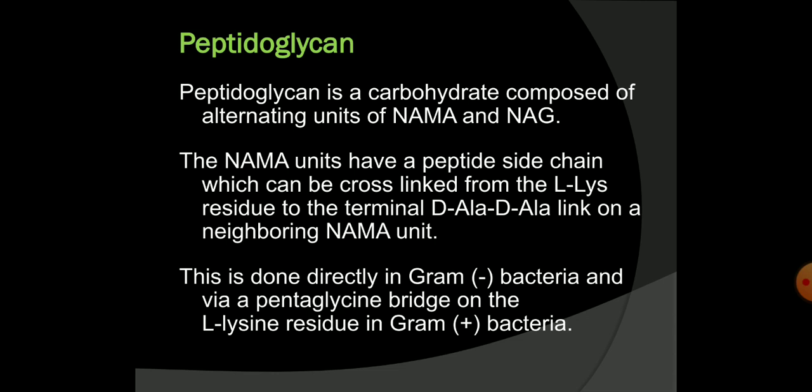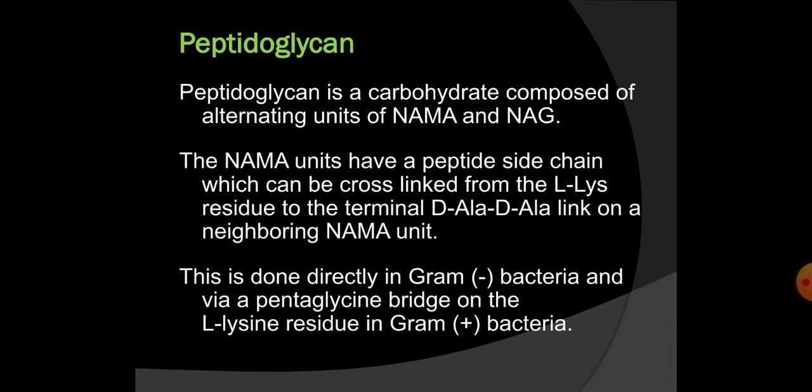And then it is mentioned that peptidoglycan is a carbohydrate composed of alternating units of N-acetylmuramic acid and N-acetylglucosamine. The N-acetylmuramic acid units have a peptide side chain which can be cross-linked from the L-lysine residue to the terminal D-Ala link. Ala stands for alanine, on a neighboring NAMA unit. This is done directly in gram-negative bacteria and via a pentaglycine bridge on the L-lysine residue in gram-positive bacteria, which again will be seen in the next picture.